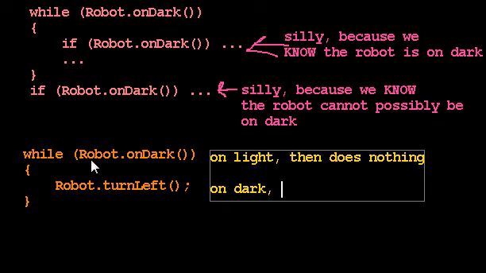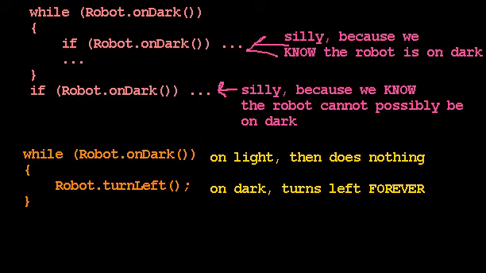And we test again. Is the robot still on dark? It has to be. All it's done is turned. So the robot is turned, we turn left, we turn left, we turn left. The robot keeps turning left, and it's perpetually on dark. So what does this code do? Well, if it's on light, it does nothing, and if it's on dark, it turns left forever. So this is what's called an infinite loop. It's our first example of an infinite loop.